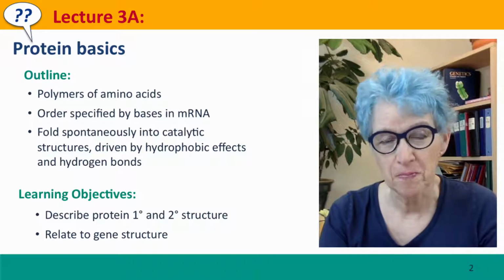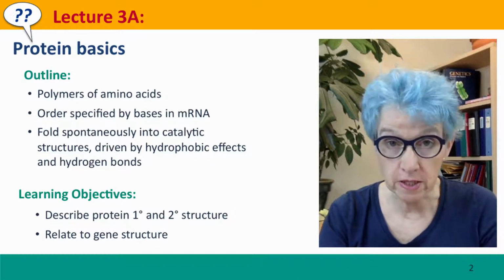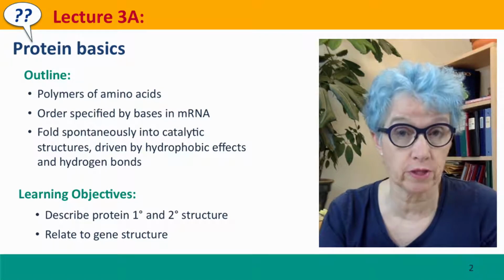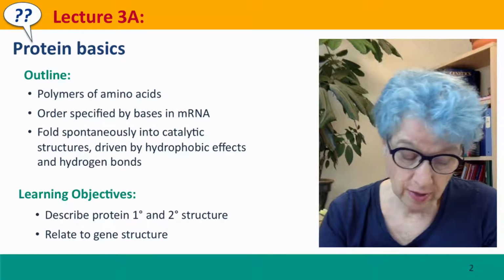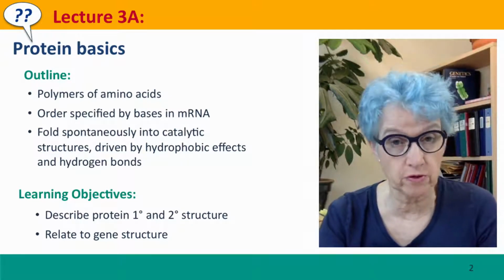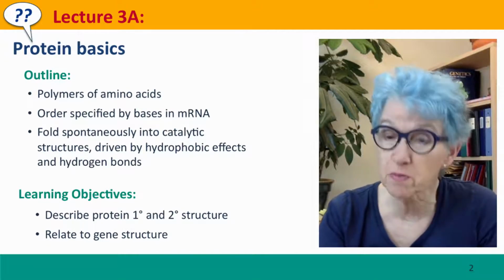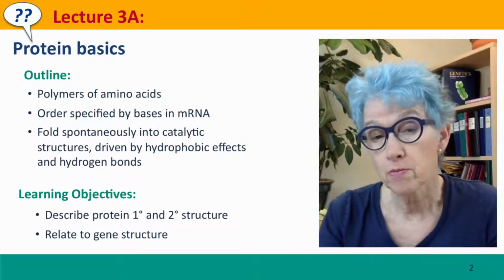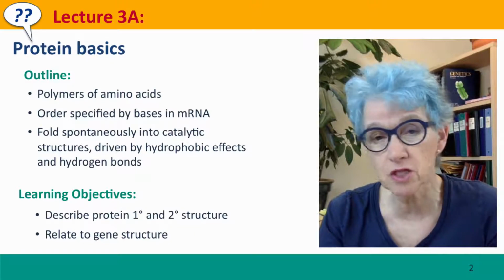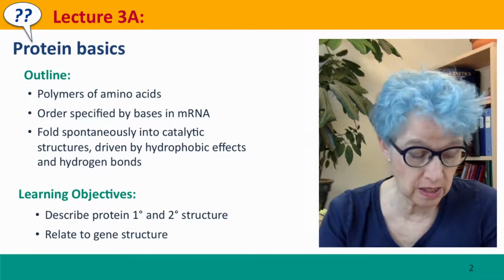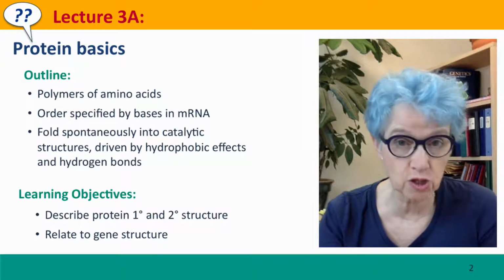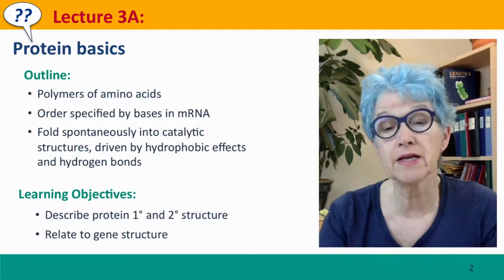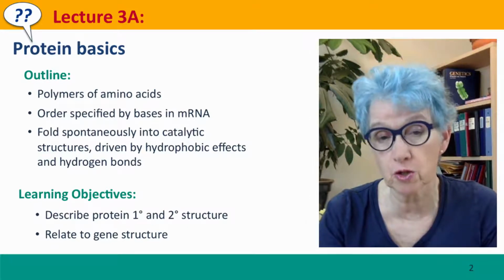This is Module 3. We're going to talk about proteins first, and then we're going to talk about the phenotypic consequences of proteins. So we'll start by thinking about what proteins are: polymers of amino acids, whose order is specified by the bases in the messenger RNA, themselves derived from the genes. Proteins then, once they've been synthesized, fold into complex but very specific, distinct structures that are driven by interactions between the different parts of the protein and determine the kinds of functions that the protein can carry out.